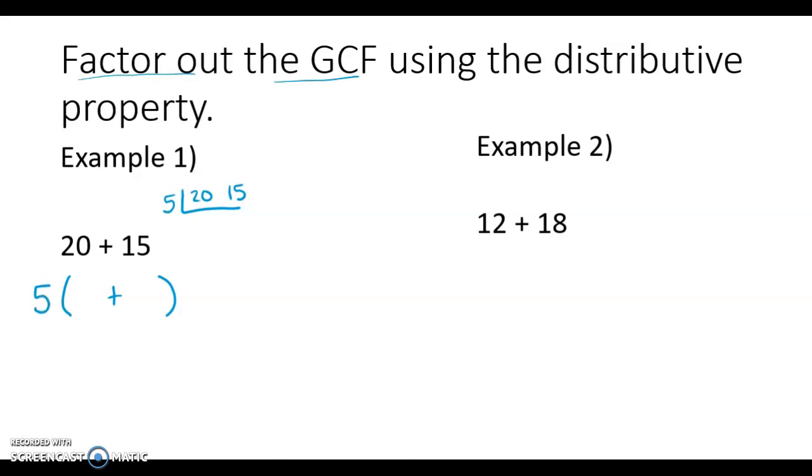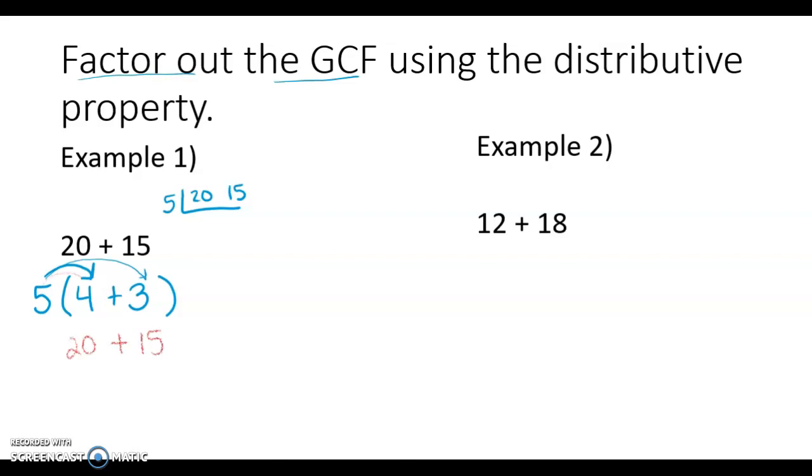So we're going to put the 5 out front, and we're going to ask ourselves, 5 times what would get us to 20? 5 times 4. Okay, next, 5 times what number will get us to 15? 3. Okay, now we can even check just to make sure we're right. We can do the problem again, and when we distribute, we should come up with the original problem. Okay, 5 times 4 is 20, plus 5 times 3 is 15. We come up with the original problem. So we just factored. That's what we did.